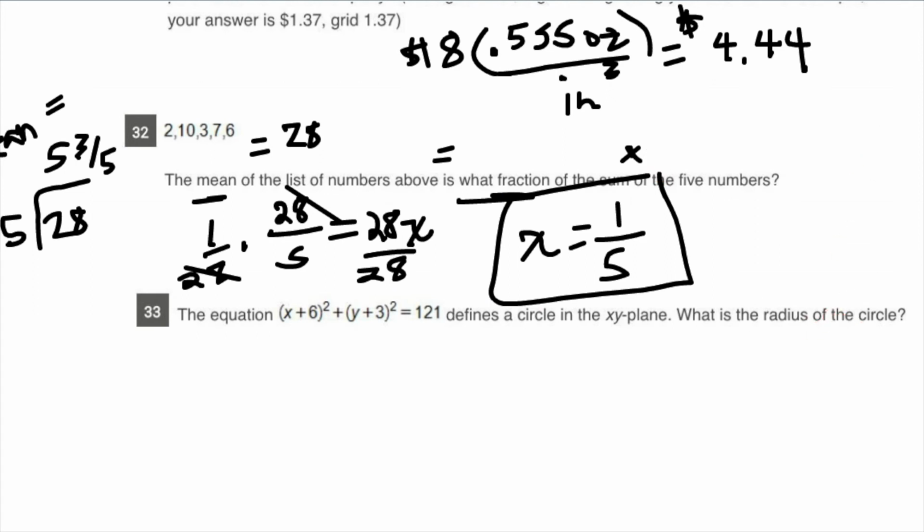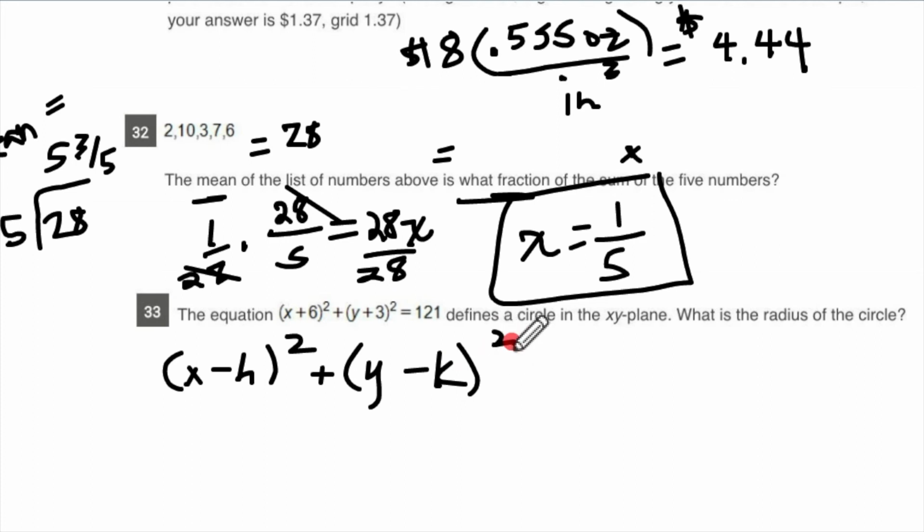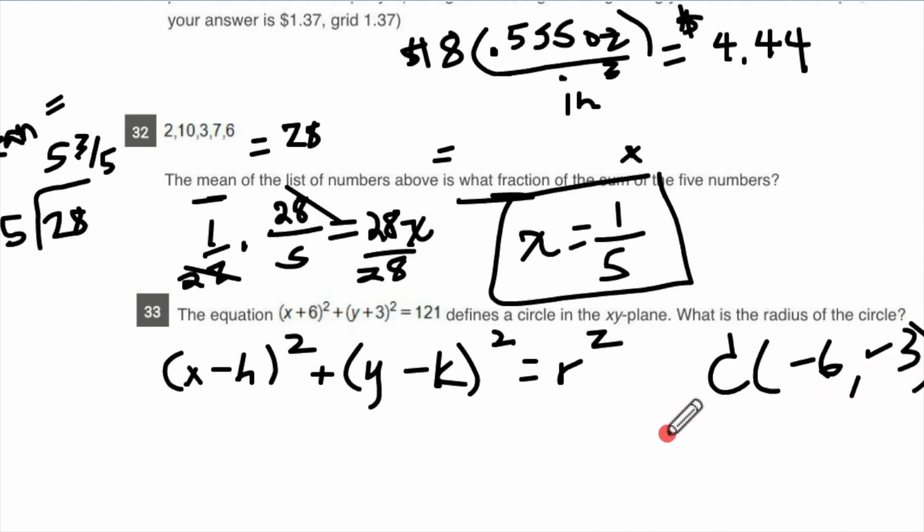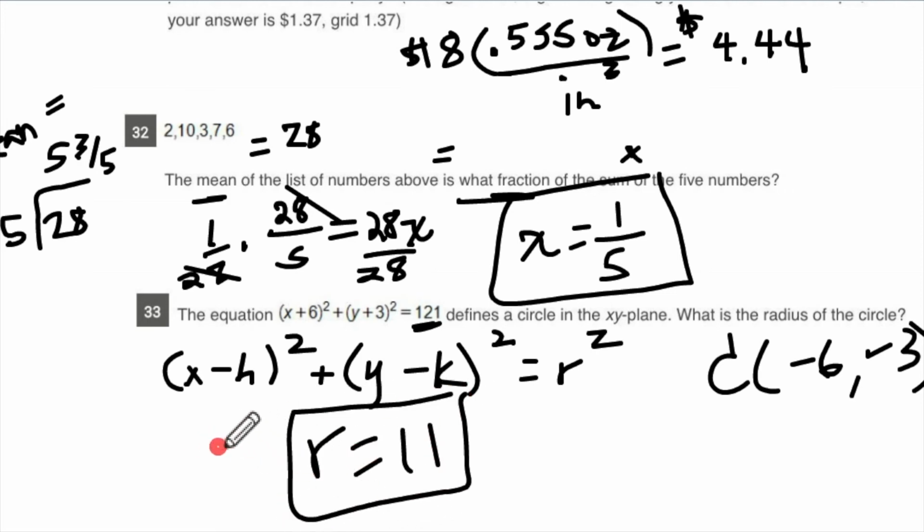All right, let's hit another one. The equation right here defines a circle in the xy plane. What is the radius? Now, if you know the formula, which is (x minus h) quantity squared plus (y minus k) quantity squared equals radius squared, you can look at the equation. I can look at this and find that the center is going to be -6, -3. And the radius is the square root of this number right here, so your radius is going to be 11. They didn't ask for the center, just the radius, so I would consider this an easy problem.